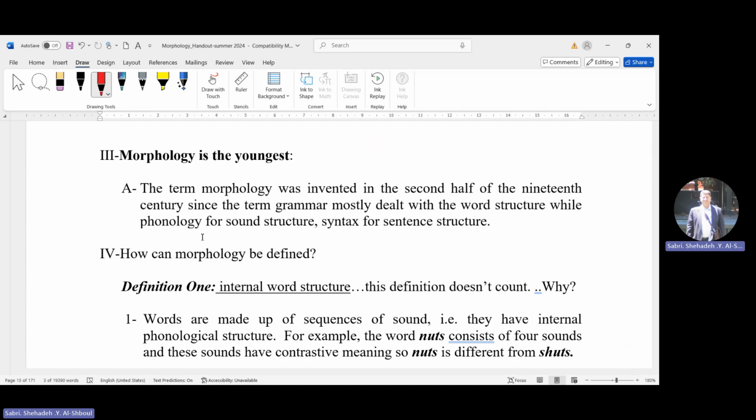We can look at morphology as the youngest, where the term morphology was invented in the second half of the 19th century, since the term grammar mostly dealt with the word structure, while phonology is for sound structure, syntax for sentence structure. Here, dear students, we talk about the type of convergence between morphology and syntax. The knowledge of syntax requires that we know morphology and vice versa, because of the clear-cut interface existing between syntax and morphology.